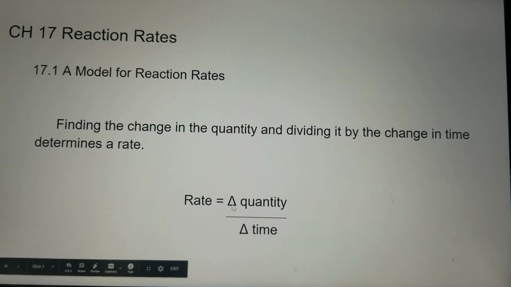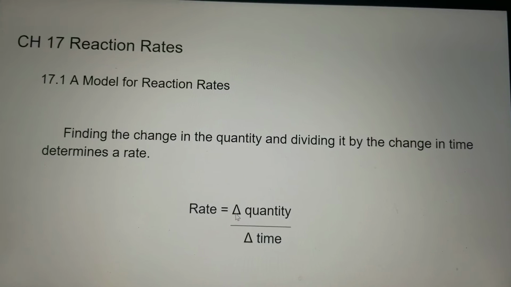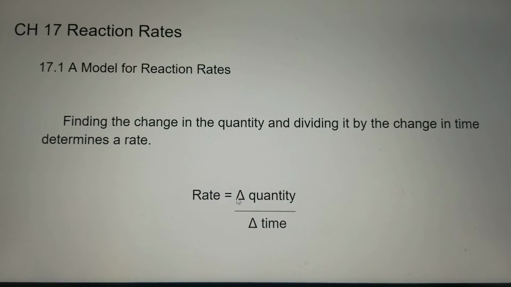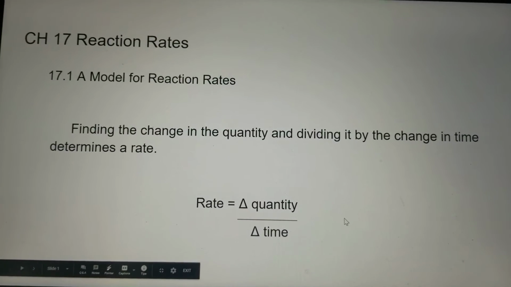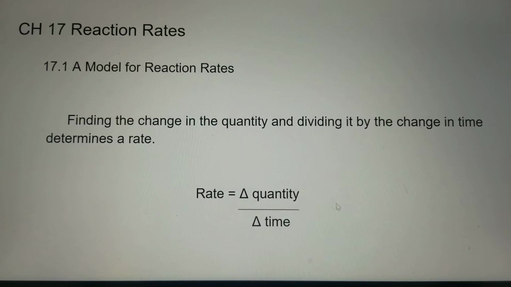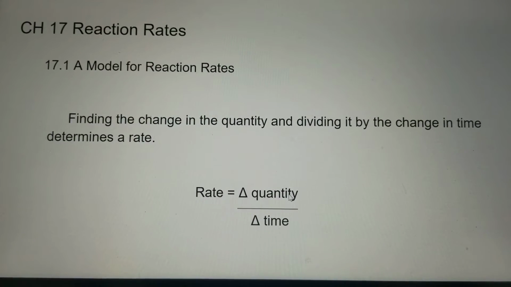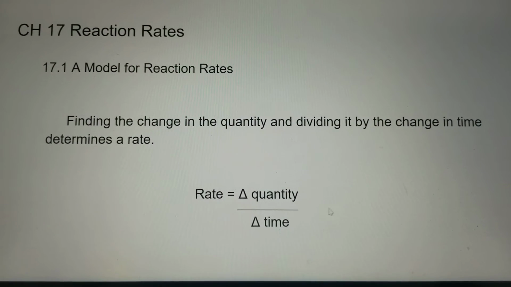To remind you, this triangle is the Greek letter delta, and it means the change in. So this is the change in quantity, whatever you're talking about, divided by the change in time. Like, for example, again, if you're driving on the freeway, miles per hour, the change in quantity would be the amount of miles, and the change in time would be the 1 hour.